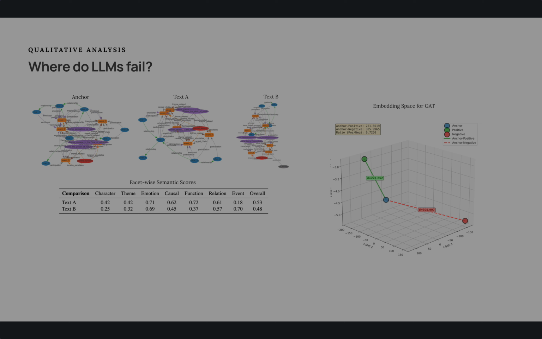The GAT encoder reinforces this alignment as seen in the embedding space, where the anchor-positive pairs cluster tightly while the negative remains farther. The attention mechanism allows the model to focus on salient nodes, particularly those linking central tension and key events, capturing narrative importance rather than superficial lexical overlap.